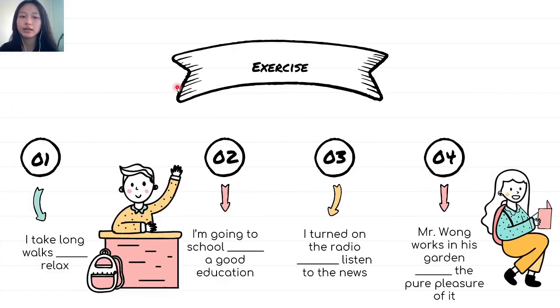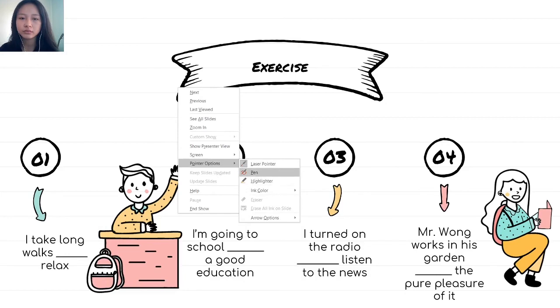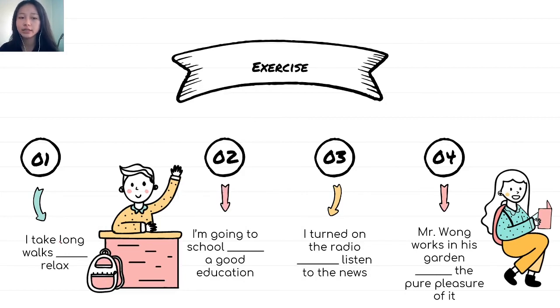For the exercise, the number 1, I take long walks, blank, blank, blank, relax. Relax is a verb, not a noun phrase, so you have to choose in order to or to here. And number 2, I'm going to school, blank, blank, blank, a good education. A good education is a noun phrase, so you have to choose for here.